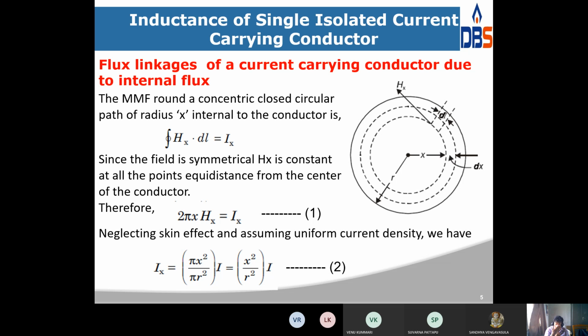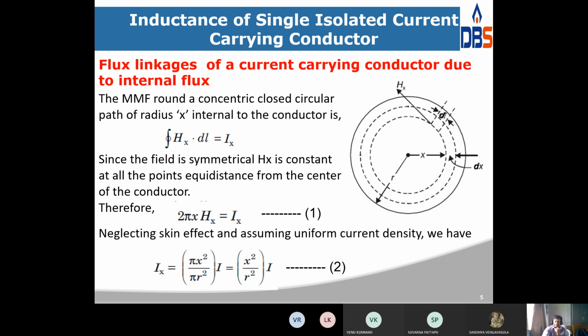Whenever flux develops internally, MMF, the magnetomotive force, will be developed, and because of that MMF, magnetic field intensity will be developed. The magnetic field intensity at a distance of a point small x: 2 pi x Hx equal to Ix, then Hx equal to Ix by 2 pi x, taken as equation 1.